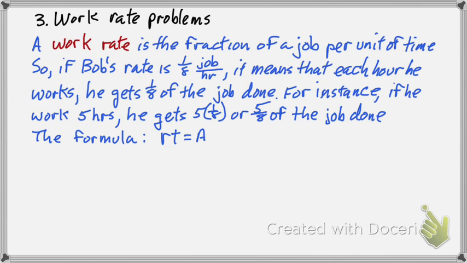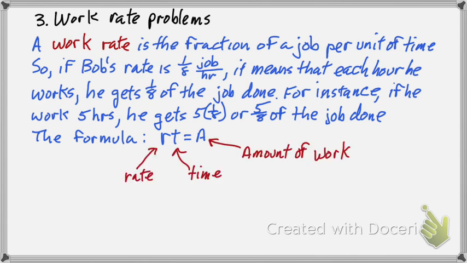You're multiplying the rate times time. And the little formula shows you that. Well, now, if the job gets completed, that A on the right-hand side is just 1. So we've got rate times time equals the amount of work done. And here's my hint. Always find the rates first. It's going to make these problems a whole lot easier.